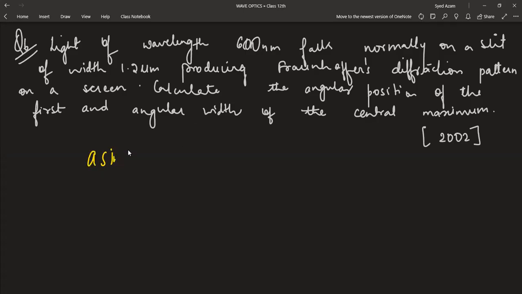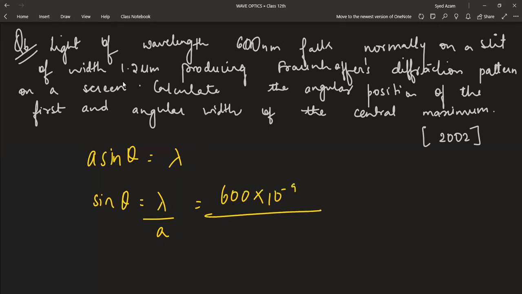So, a sine theta is equal to lambda. From here, you can say sine theta is equal to lambda by a. What is the wavelength given? 600 nanometer, that is 600 into 10 to the power minus 9. And the slit width is 1.2 into 10 to the power minus 6 meters. So this is equal to 1 by 2, right? 12, the 0 will go up, so this will become half.